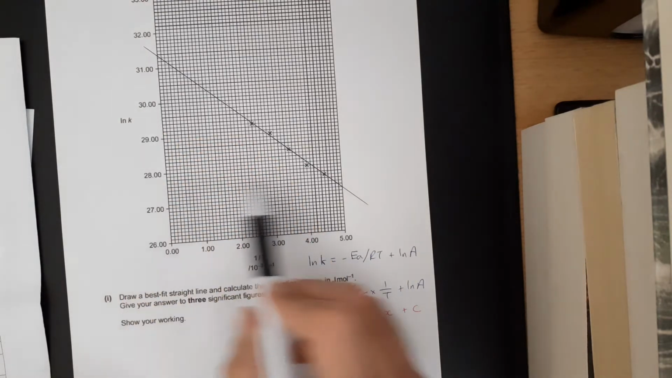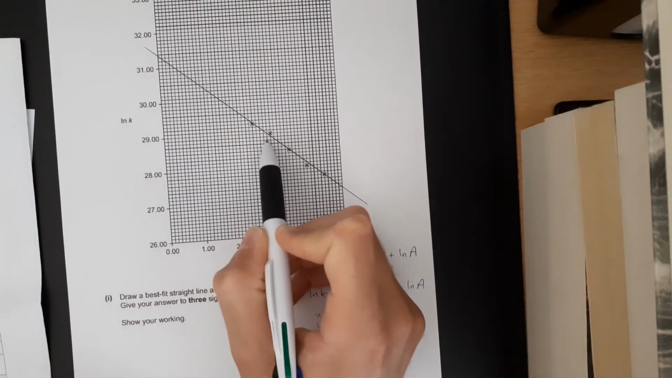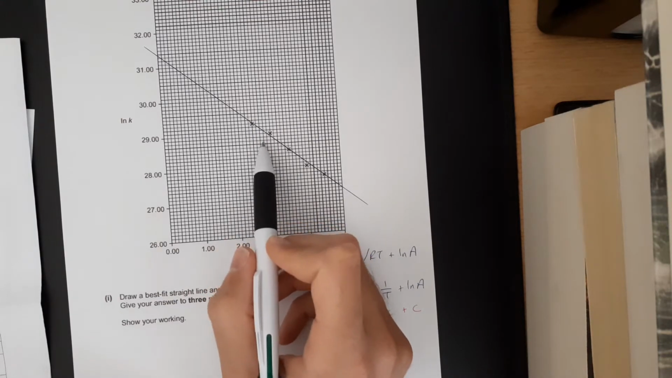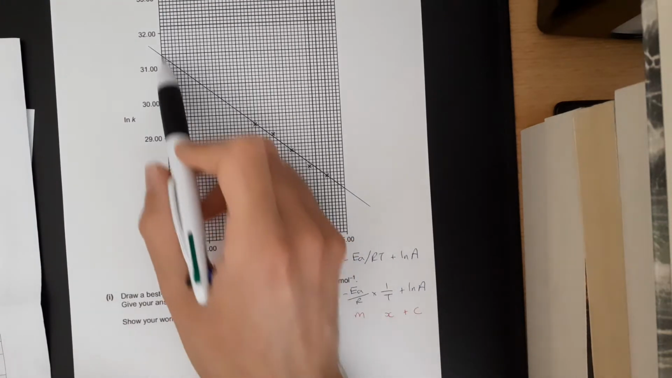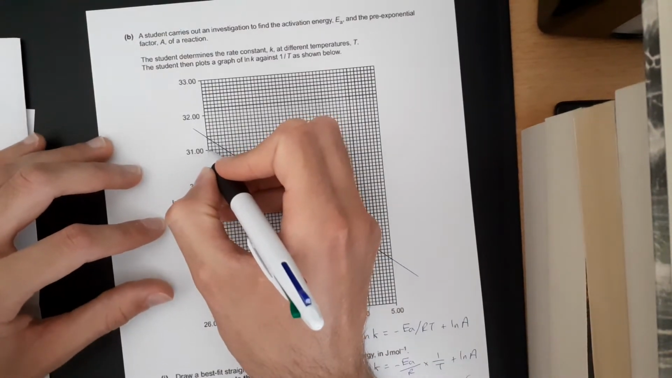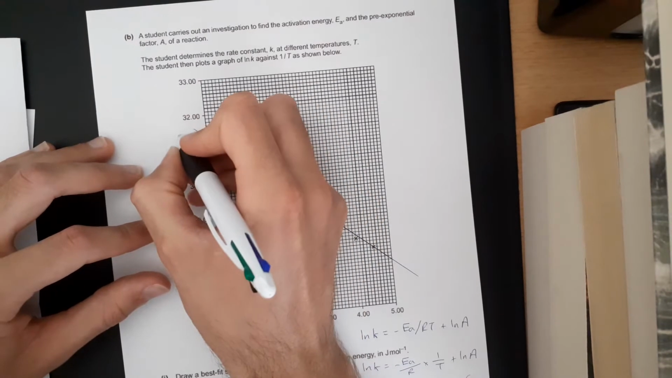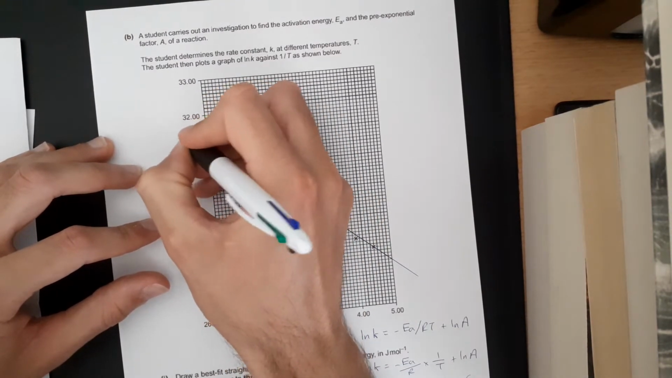We're going to calculate the gradient over the entire length of the graph as much as we can. We're not going to do a tiny little triangle here, because if we're slightly off with our reading, it's going to make a big difference. So I'm going to use the whole graph. I'm going to find where my y-intercept is up here. 31.1, 31.2, 31.3, 31.4. We've got there.